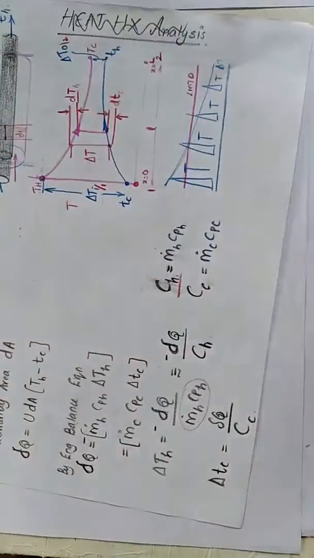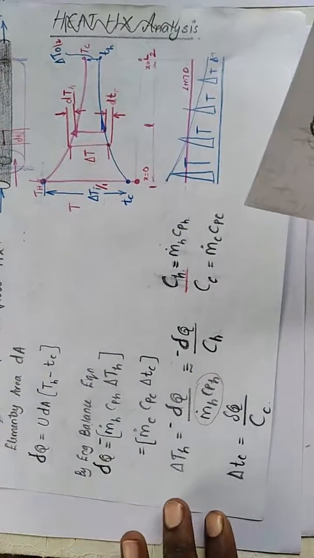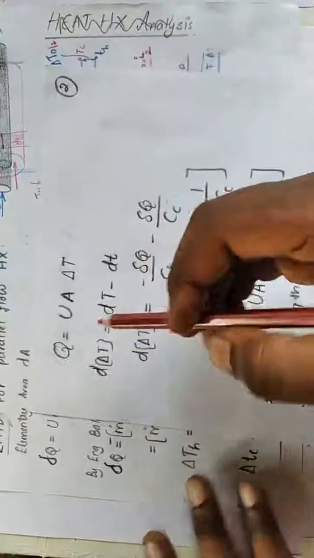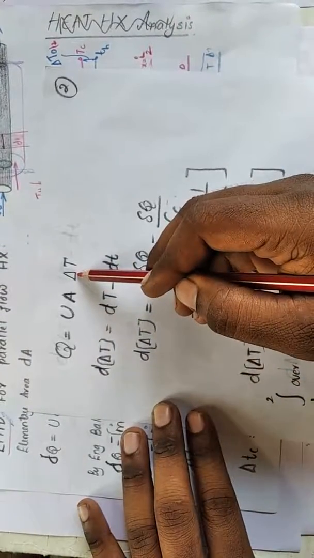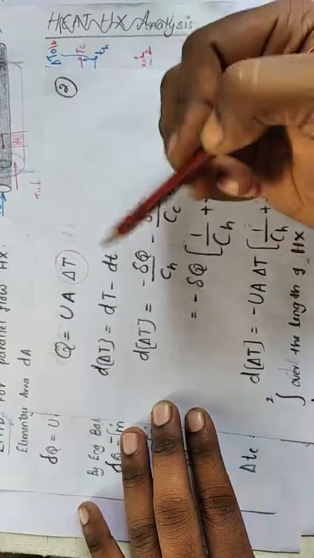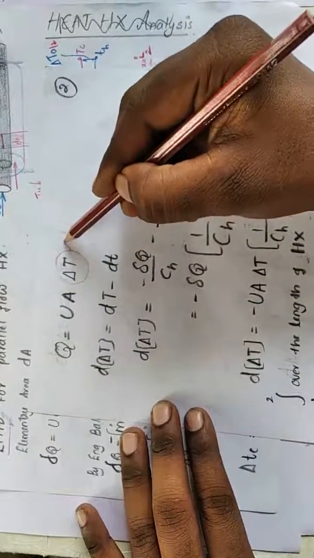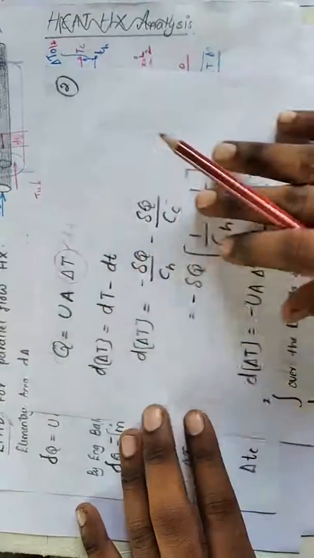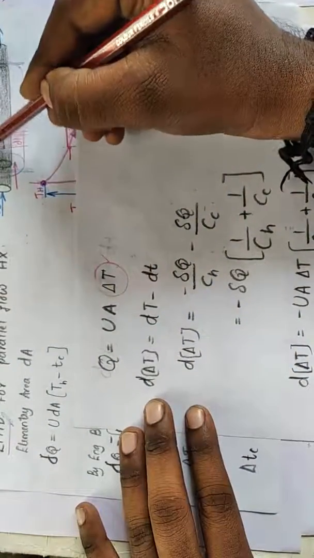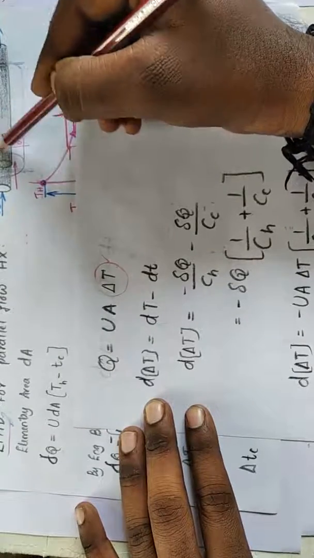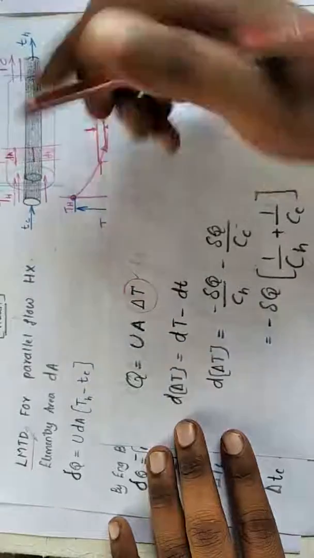Now, as we know, Q is equal to UA into delta T. We are going to calculate what this term is. Okay, now we need to find out this term. For calculating this term, we are going to consider a particular area, a differential area, dA.